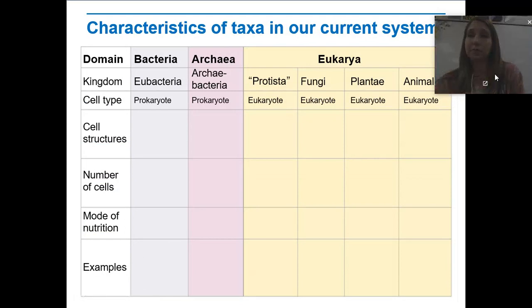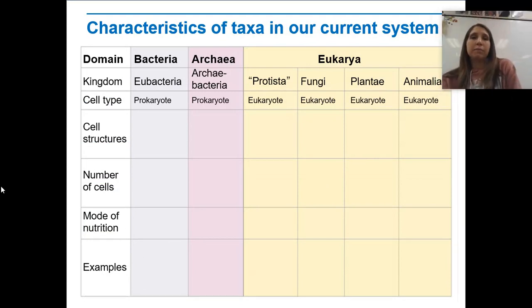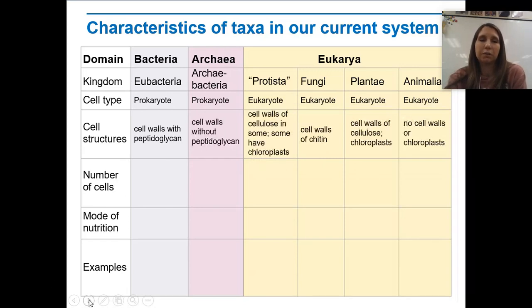All right, let me scoot myself over a little bit here. Okay, so here's our current system. We've got our 3 domains listed across the top: Bacteria, Archaea, and Eukarya. The kingdoms that fall into each of those categories are listed below them. So Bacteria consists of all Eubacteria, Archaea consists of all Archaebacteria, and Eukarya consists of all protists, fungi, plants, and animals. You can see here we're also including things like cell type. So here are your prokaryotes on the left, eukaryotes are here on the right. Cell structures, number of cells, and so on.